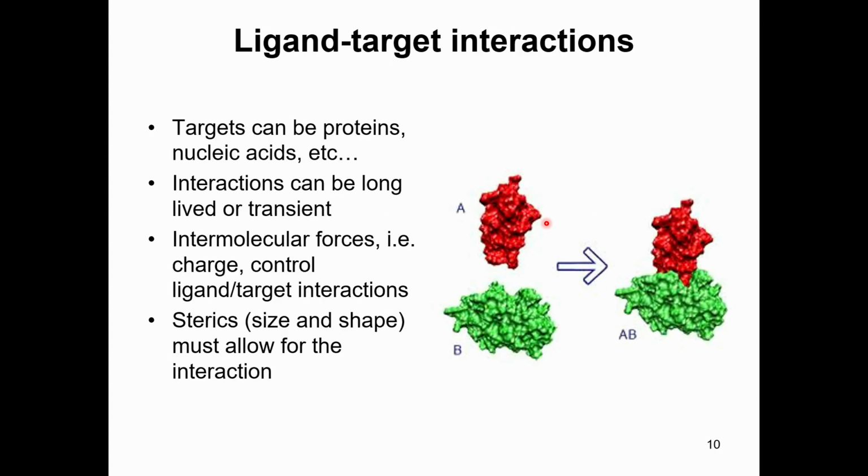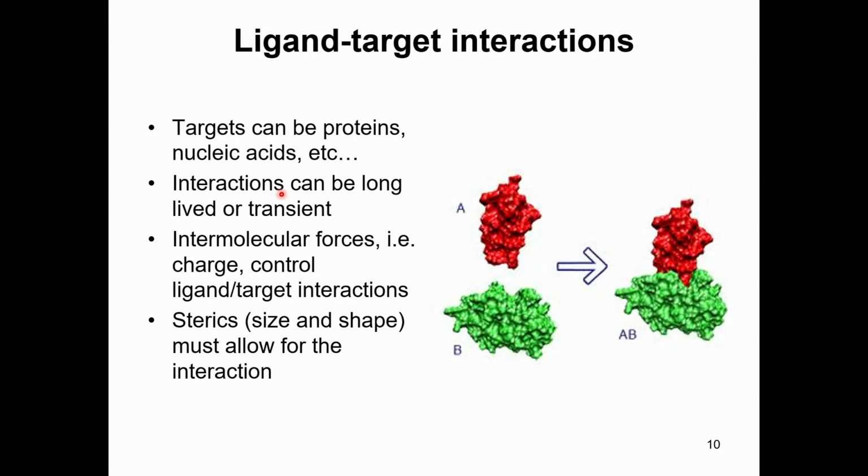So, more about ligand-target interactions. Once again, targets can be proteins. There are even targets that can be nucleic acids. For instance, there are drugs that bind nucleic acids. We're going to talk about some of them, like DNA and RNA. But the interaction between the ligand and the target can be very long-lived or very transient, okay? Because remember, this is a chemistry thing. There's association and dissociation going on.